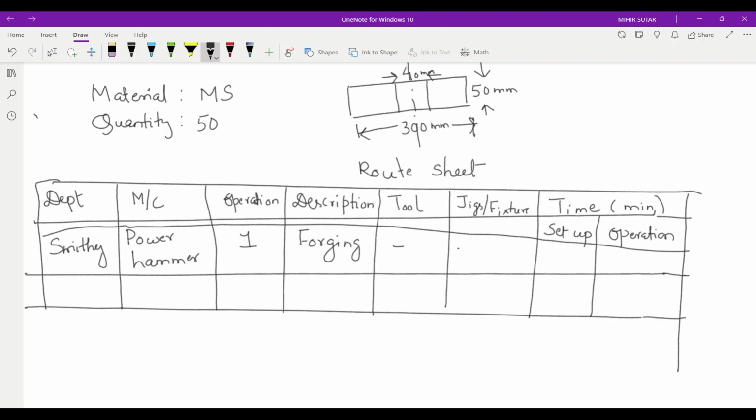Could you get it? Could you see it? A little bit. The lines are not clear, but I think you could get it now. Yes, ma'am. Okay.